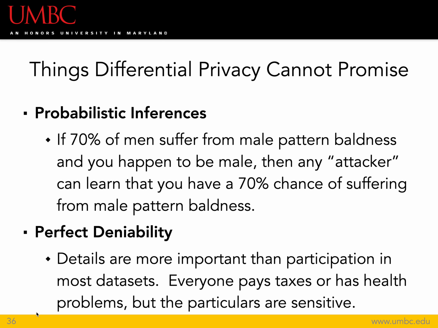And it doesn't give you perfect deniability. So if somebody knows that you're a student at UMBC, you're not going to be able to deny that you're a student at UMBC, or that you're possibly one of the results in a data set of querying UMBC students. Perfect deniability is just not something that's possible with differential privacy. Some of the details are going to be more important than others, but everyone's going to be in a tax data set or a healthcare data set. You're going to end up in hospital records at some point. Hopefully not very often, but you will. And you're not going to have perfect deniability for that sort of thing.